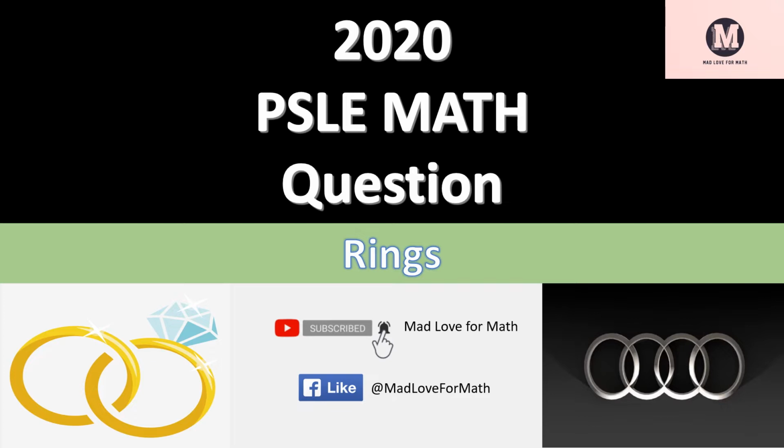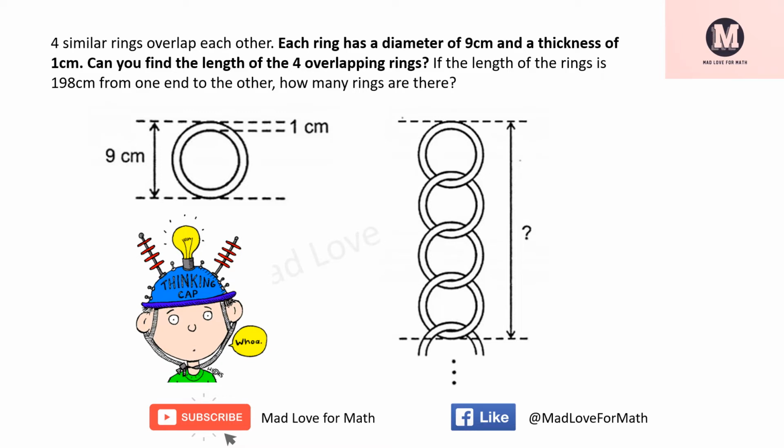Let's see the question in detail. Four similar rings overlap each other. Each ring has a diameter of 9 cm and a thickness of 1 cm. First part of the question is, can you find the length of the four overlapping rings? And second part of the question is, if the length of the rings is 198 cm from one end to the other, how many rings are there?